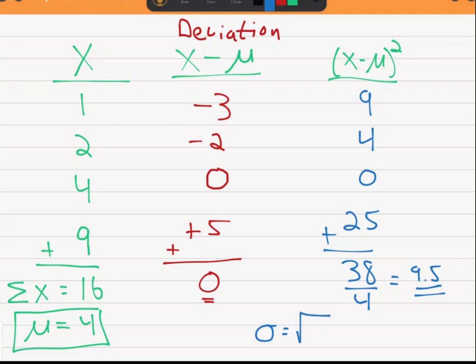So the square root of 9.5 is approximately equal to 3.08. All right, so that's our standard deviation. 9.5 was our variance, and the square root of that is our standard deviation, 3.08. And we use sigma and mu for the population mean and standard deviation.